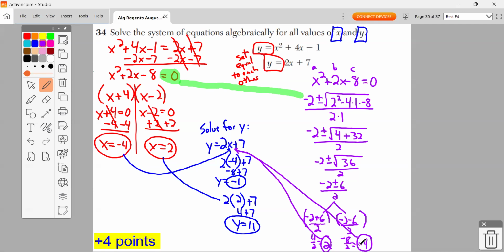Now that you got those answers, you want to sub them back in to find y. So we can take those 2 answers and sub them in for x. We're subbing into the x value for one of the equations. If you wanted to use the top equation, you could, but the bottom one's easier. So 2 times negative 4 plus 7 is negative 1. So that's another answer. 2 times 2 plus 7 is 11. So that's our other answer. So we have 2, 11, and negative 4, negative 1.